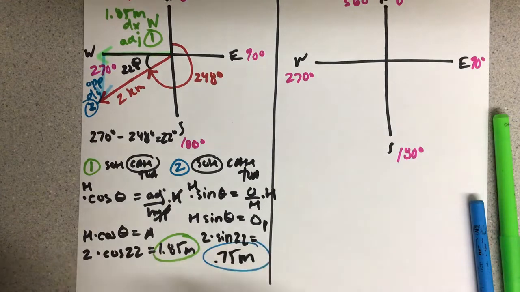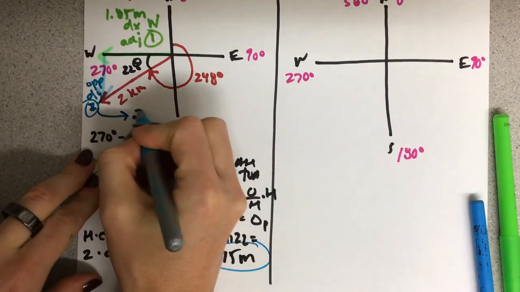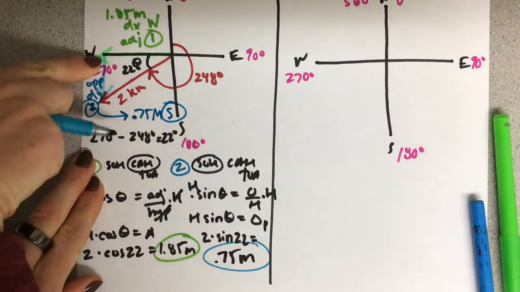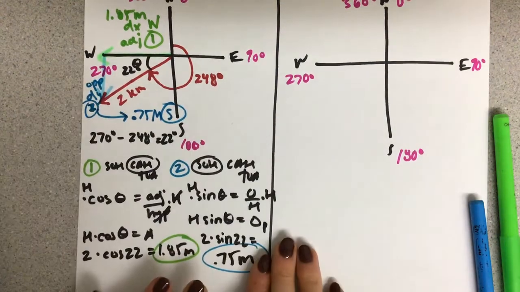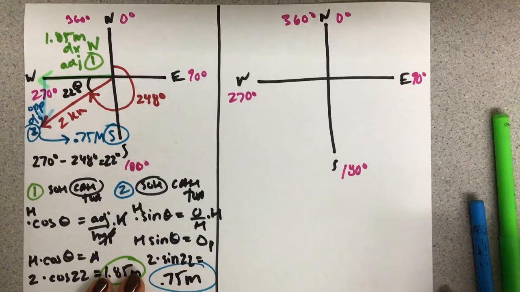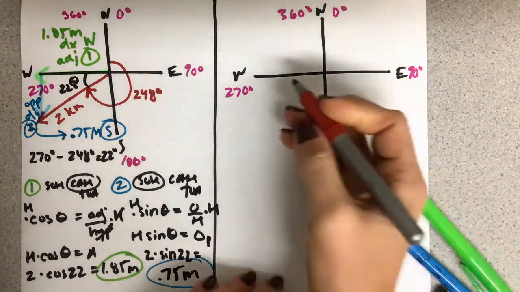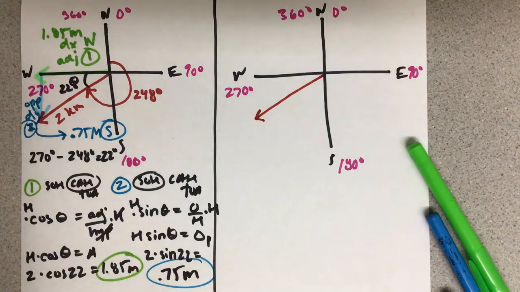Okay, and this is going to be, I don't have very much room here, but this is 0.75 meters, and this is the south direction. Okay, that's for this one right here. All right, so this is one way to do it, and I'm going to show you another way to get the exact same answer. Okay, so we said that this is going to be somewhere right in here.